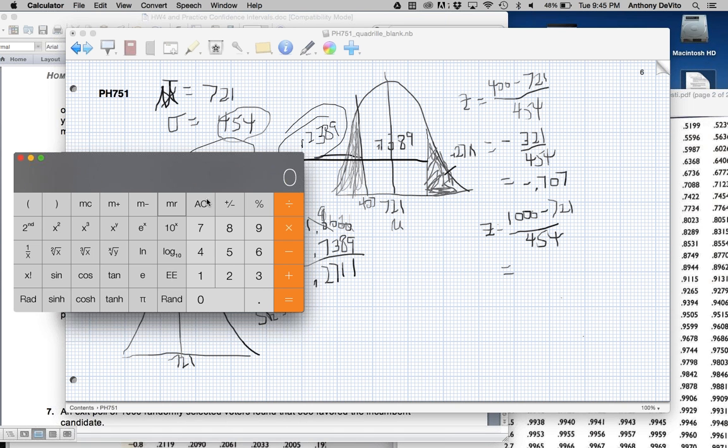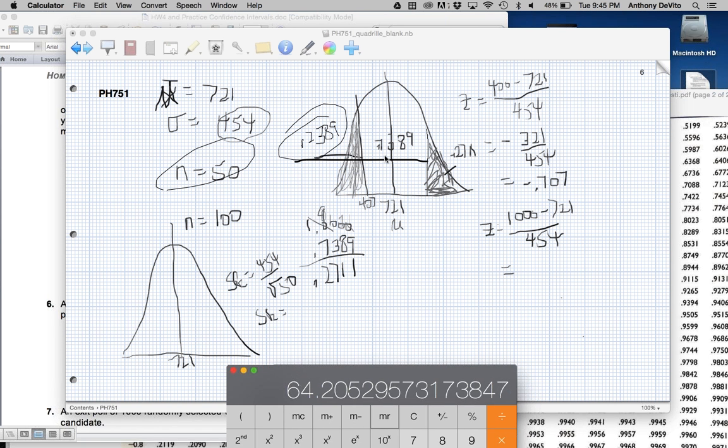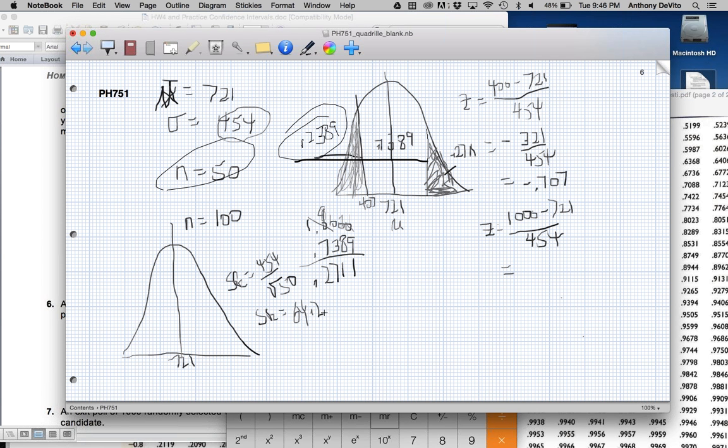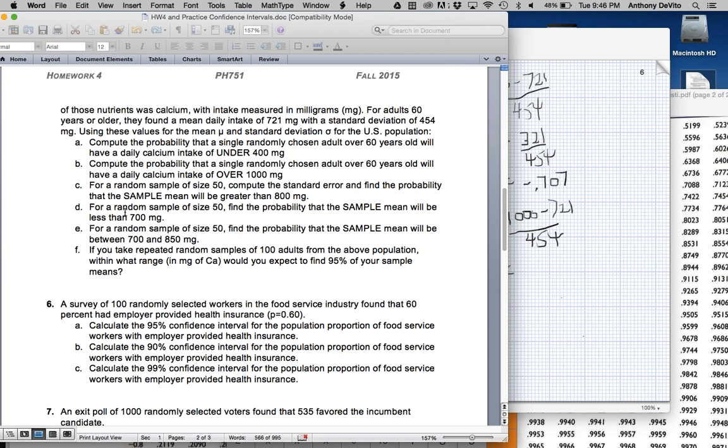Plus. Okay, so it's going to be 454 divided by the square root of 50. And that's equal to 64.2. I'm going to clear that now and put that into memory. Okay, so that's my standard error now, 64.2.